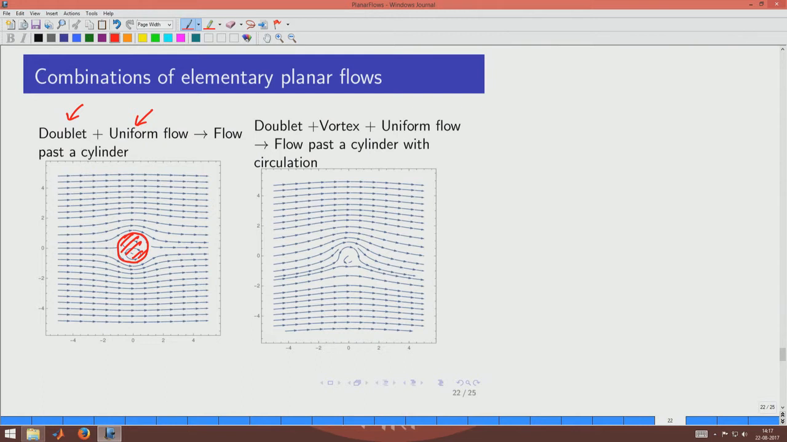So, if you then have one more element being added, a vortex added to doublet and uniform, then it would help us to see the flow field around a cylinder which is having a rotation. So, these two are very similar situations, the only thing is on the left hand side we have the cylinder stationary and on the right hand side it is rotating, and the flow field around such cylindrical bodies can be given by a combination of elementary planar flows.